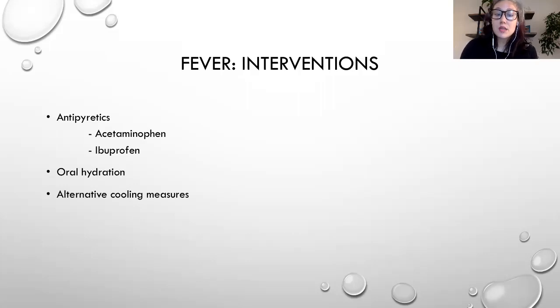So as far as fever interventions go, one of the things that you can anticipate, of course, for orders would be some sort of antipyretic. That would be acetaminophen or ibuprofen. They come in several different routes. Obviously, as an outpatient, you're not going to be giving IV acetaminophen, but as an inpatient, you might.